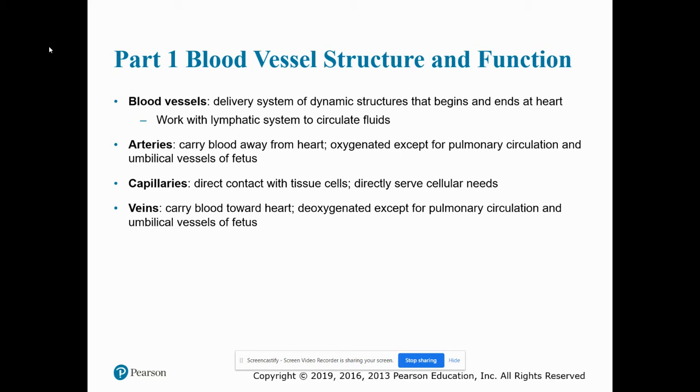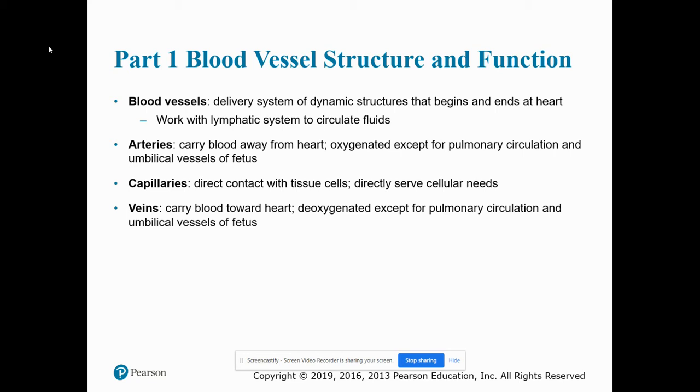They're going to work with the lymphatic system to circulate fluids. And so the blood vessels are going to be things like our arteries, our capillaries, our veins. Arteries are the blood vessels that carry blood away from the heart. Typically, the blood is going to be oxygenated except for pulmonary circulation and the umbilical vessels of the fetus.